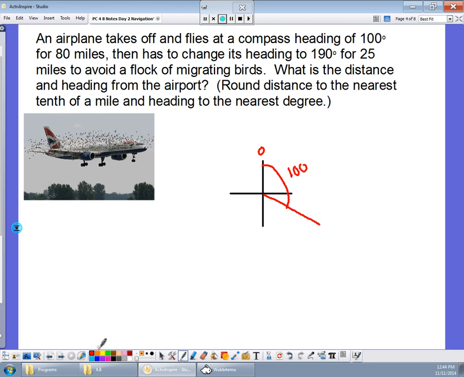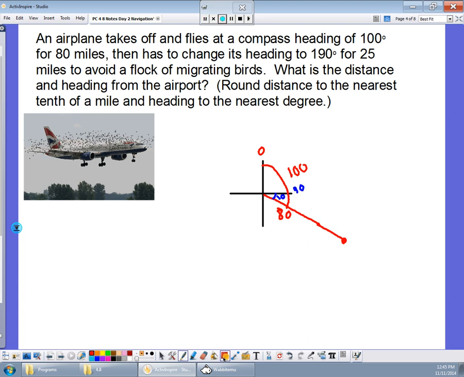But remember, I want to know what that reference angle is. Really, I want to know the difference between 90 and 100, which is just 10. So that angle there is going to have a reference angle of 10, and it says it goes on that heading for 80 miles. So this distance here is 80. Go a little longer. Now this is where the airplane is.